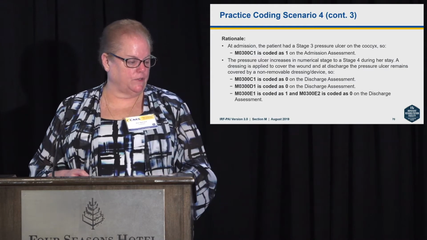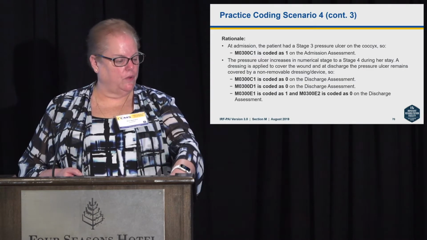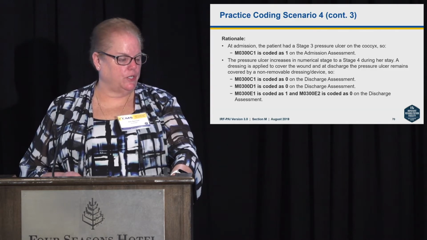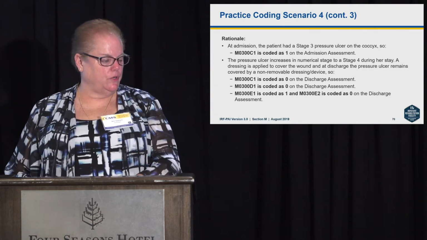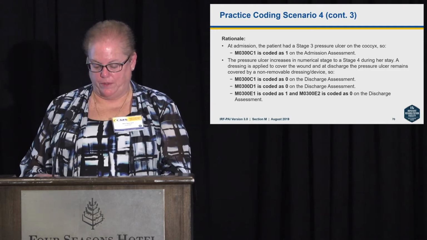All right, and this gives us our rationale. So we have, at admission, the patient has a stage 3 pressure ulcer. We coded that as 1, and then it goes through on the discharge assessment, and we've talked about that.